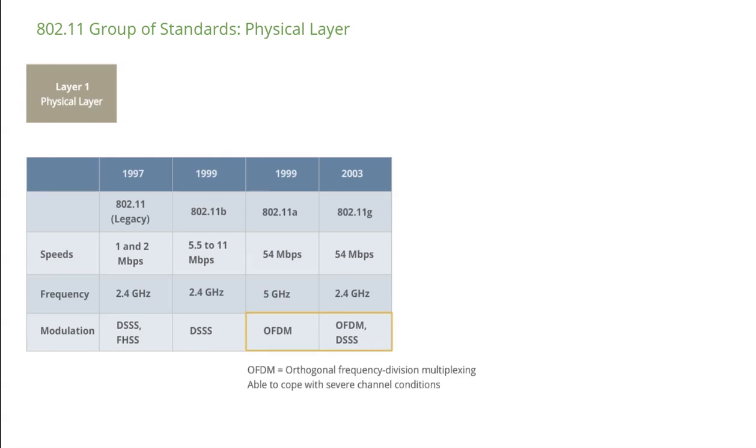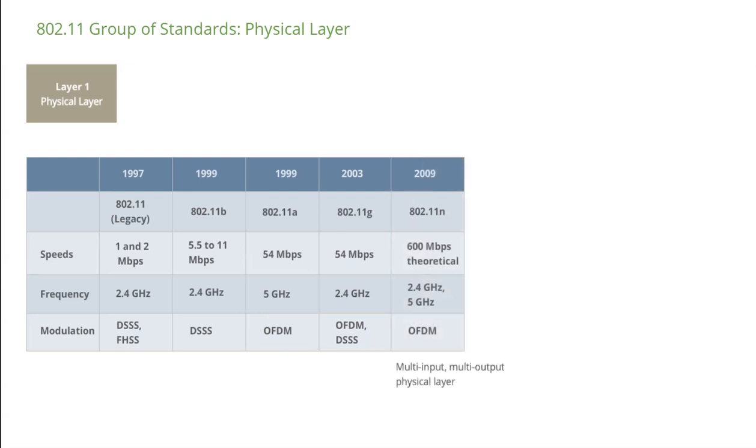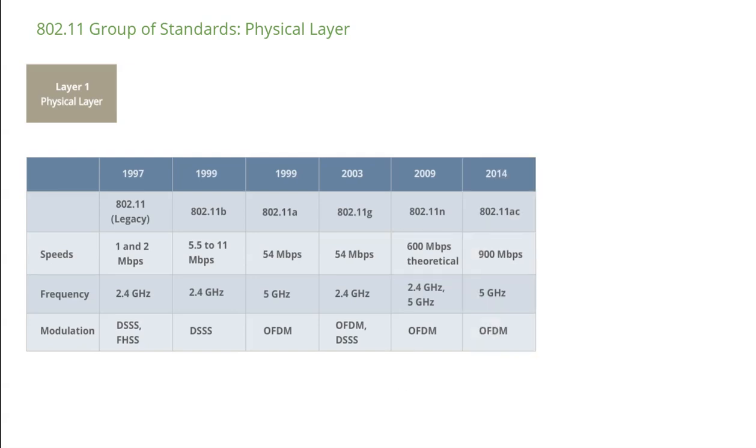The new OFDM modulation technique also further reduced issues with interference and increased the stability of wireless connections. In 2009, the 802.11n standard introduced a multi-input, multi-output physical layer which uses multiple wireless signals to greatly increase the amount of bandwidth that can be transmitted simultaneously. 802.11n has the potential to take connection speeds up to around 600 megabits per second. The 802.11ac standard, which is expected to be finalized in 2014, is expected to allow wireless connection speeds of 1 gigabit per second.